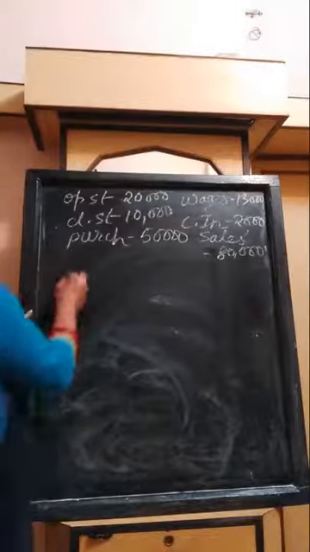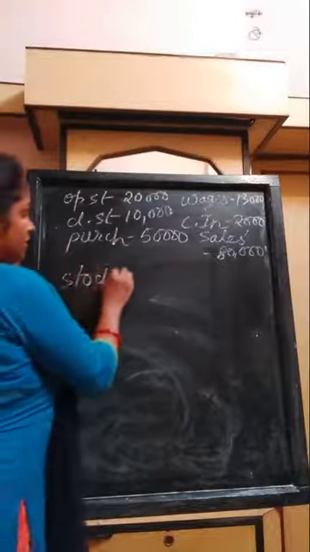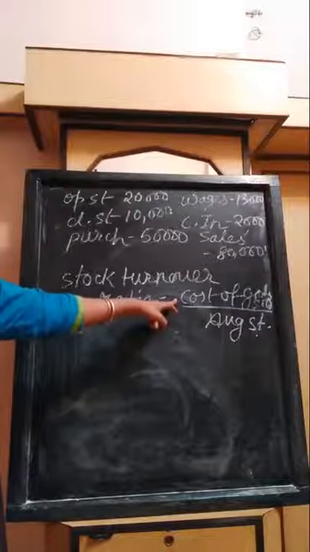Now the formula of stock turnover ratio again is stock turnover ratio is equal to cost of goods sold by average stock. Separately you can calculate. This is a very easy sum if you know the formula of cost of goods sold. And what is the formula of cost of goods sold?